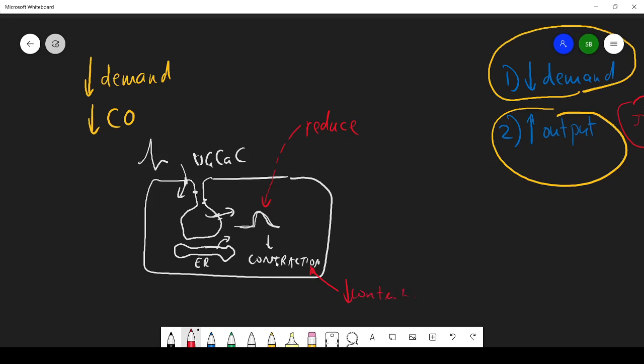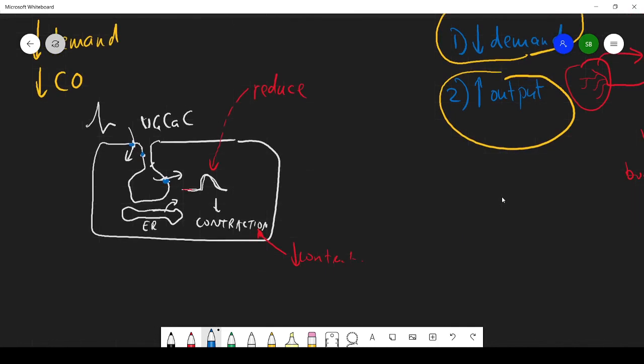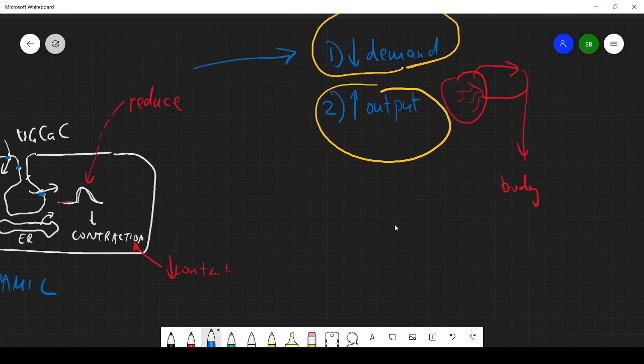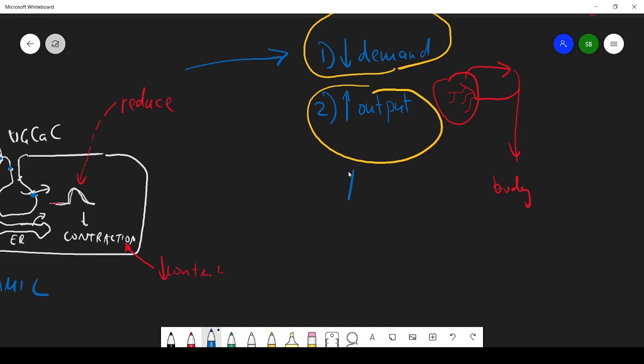Because of this rise here, what we do is we block some of these channels so that less calcium comes in and less is then released from inside the cell. So that's how calcium channel blockers such as verapamil reduce the demand.